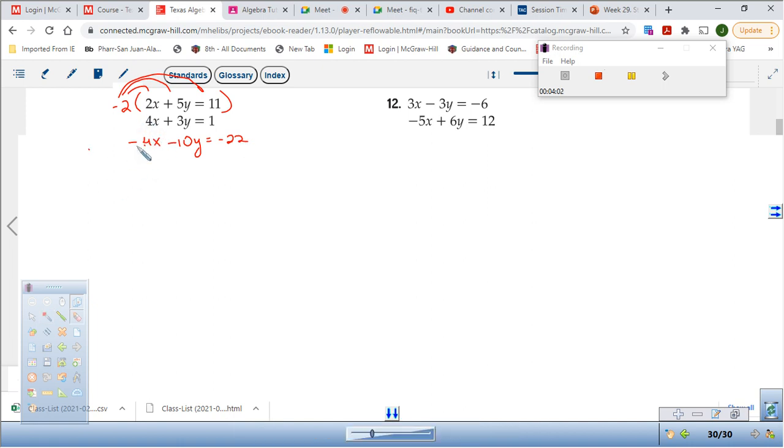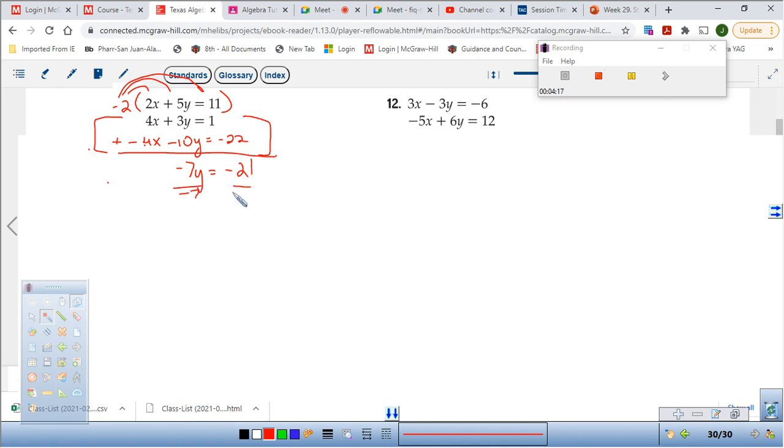Now we're going to add up these. Adding up here, these two, that one right there, cancel out. That gives me a negative 7y. That equals a negative 21, divided by negative 7, divided by negative 7. Cancel out here, we go with y is equal to 3. Not too bad.